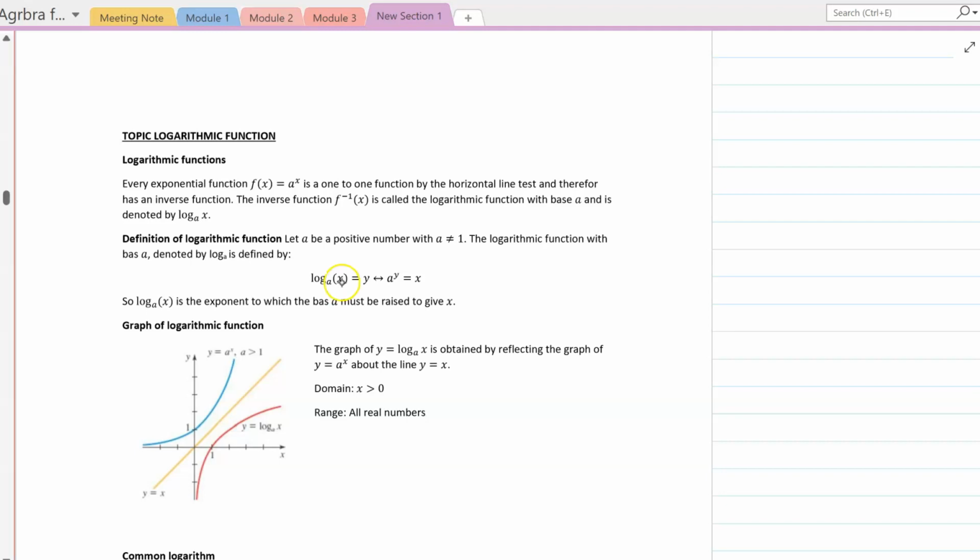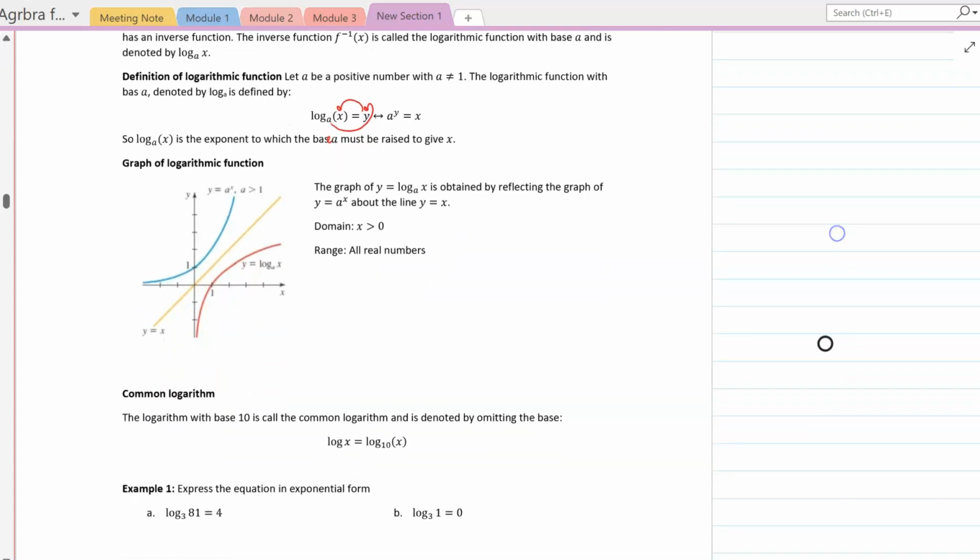So a to the exponent y equals x. So log base a of x is the exponent to which the base a must be raised to give x. So here we have the general shape of the graph of the logarithmic function.